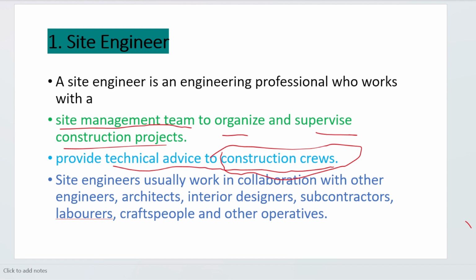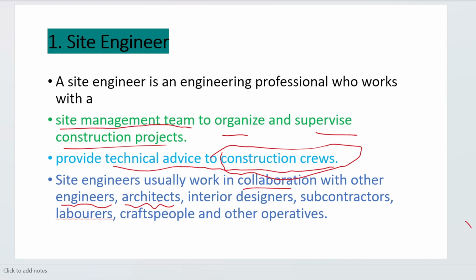The next is that the site engineer usually collaborates. The site engineer usually works in collaboration with other engineers. As I told you, the other engineers are the QC engineer, safety engineer, and project engineer. So he will be in touch with them, helping them and collaborating with them. There will also be architects, of course, mostly architects from the consultant side, but they are involved in the project.